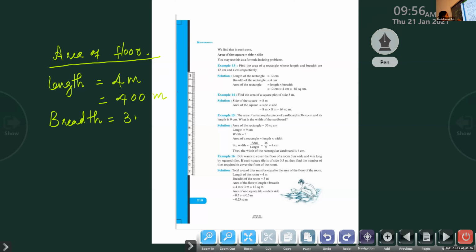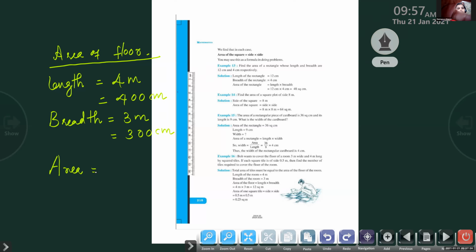Everything we will convert into centimeter. So 3 meter is 300 centimeter. You know it, right? Yes, ma'am. So length equal to 4 meter, that is 400 centimeter, and breadth equal to 3 meter equal to 300 centimeter. Okay. Now what is area here?